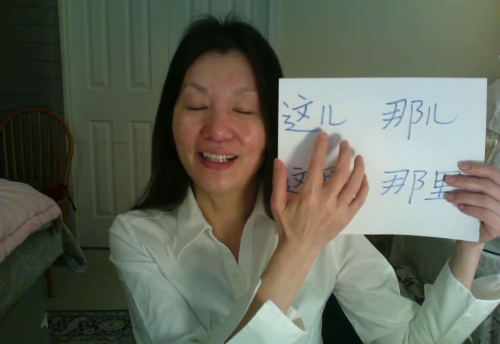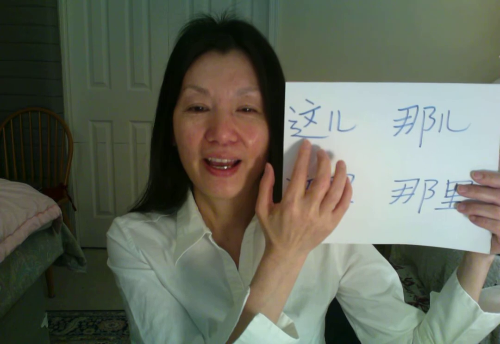这 and 儿, right? When 儿 is together with another character, the second character, we pronounce it 儿 with just a little tail of the sound. By itself, it has a different meaning. I don't say 这 儿 separately. We say 这儿, which means here.